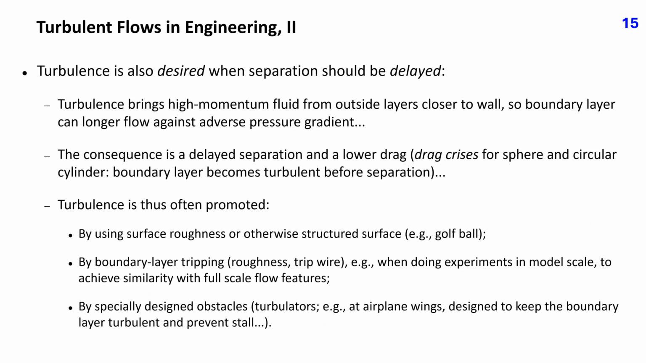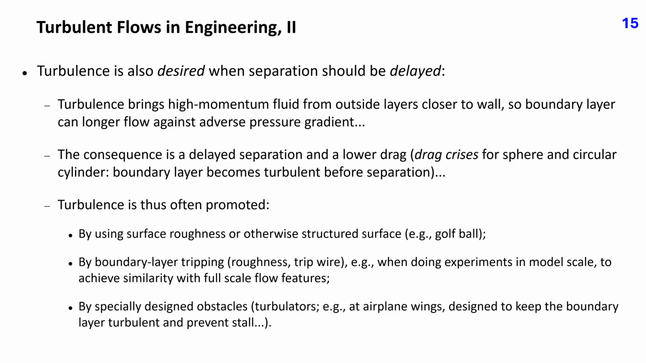Turbulence is also desired when separation should be delayed. Separation delay is achieved because turbulence brings high momentum fluid from outside layers closer to the wall, thus increasing the mean velocity in the boundary layer. Fluid in the boundary layer can thus flow longer against an adverse pressure gradient. The consequence is a delayed separation and a lower drag.